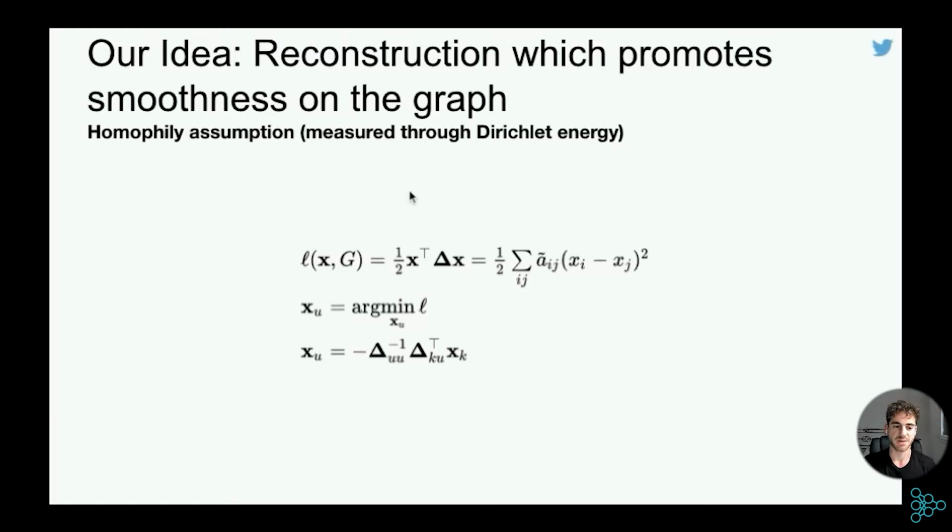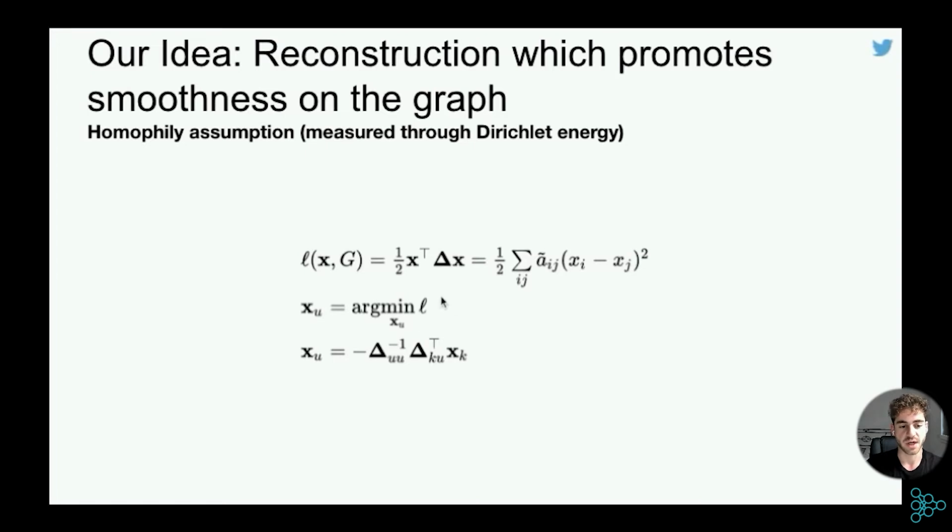And we said that we want to promote smoothness. So the way of saying this is we want our unknown features to be the features that minimize this Dirichlet energy. The other features we know, the xk, we can't touch them because they are known. So it's not like we can play with them. We can just minimize over what we don't know. So we're basically minimizing the Dirichlet energy over these unknown features.